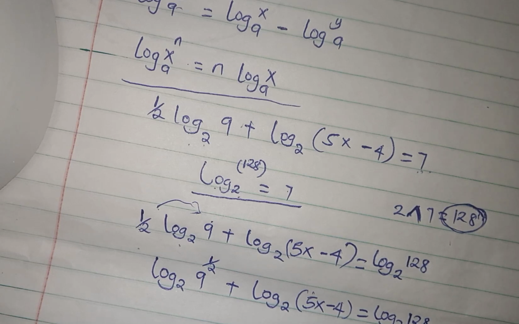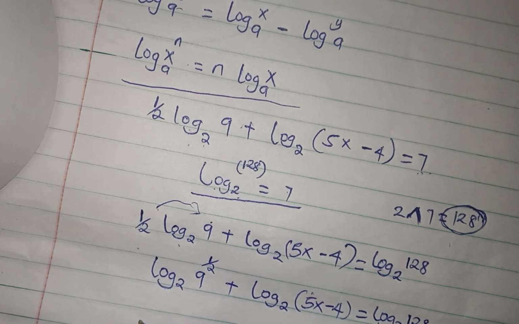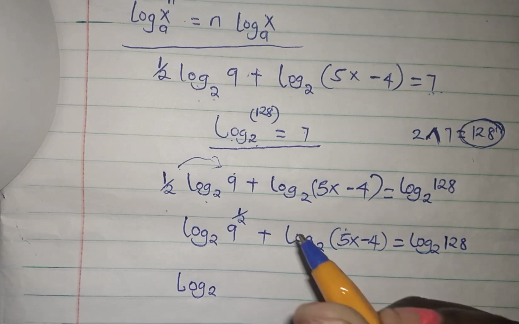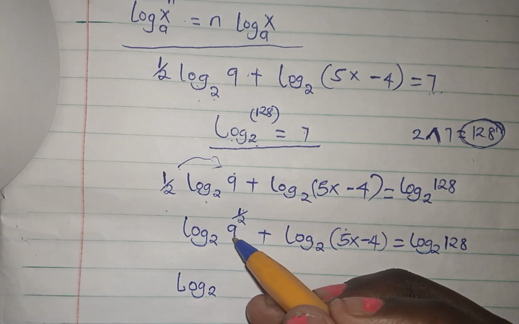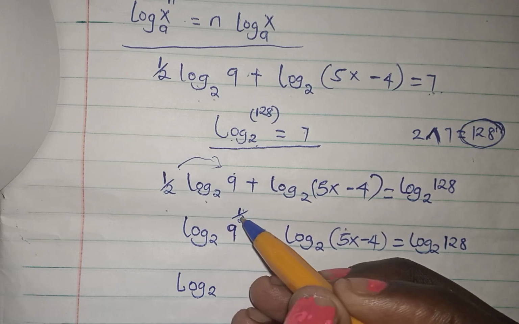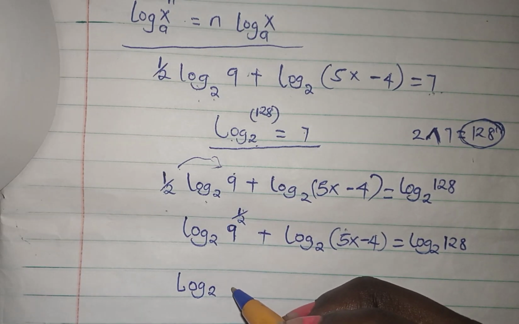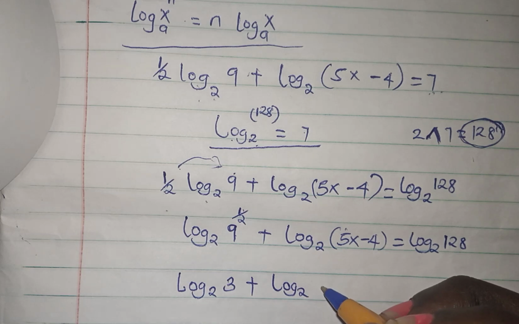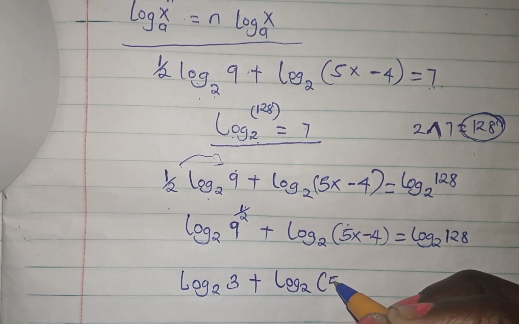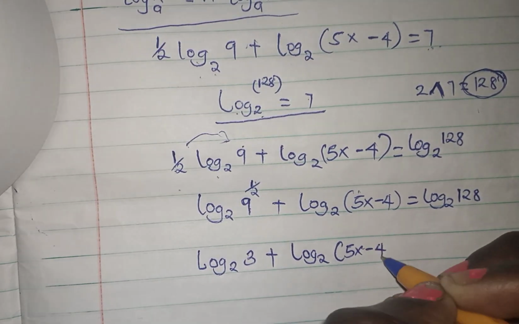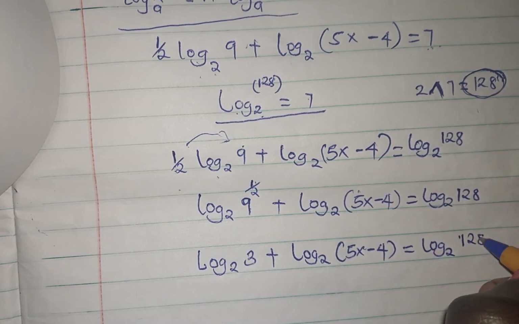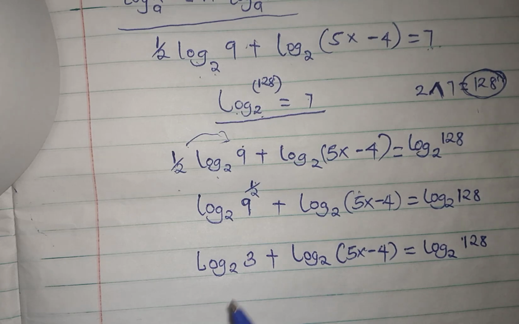The next step, we're going to rewrite the equation in the simplest form. Log base 2 of 9 raised to a half is like the square root of 9. The square root of 9 is 3. So log base 2 of 3 plus log base 2 of (5x minus 4) is equal to log base 2 of 128.